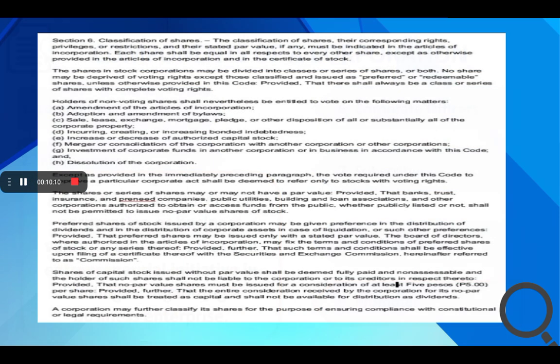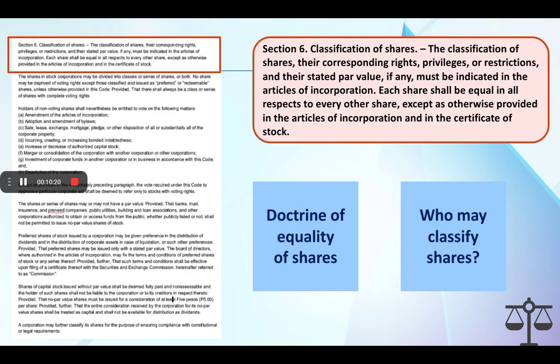Next is Section 6. So, di na natin basahin kasi mahaba. So, iisa-isahin ko na lang per topic para mas maintindihan. So, Section 6, first paragraph states that the classification of shares, their corresponding rights, privileges, or restrictions, and their stated par value, if any, must be indicated in the articles of incorporation. Each share shall be equal in all respects to every other share, except as otherwise provided in the articles of incorporation and in the certificate of stock.